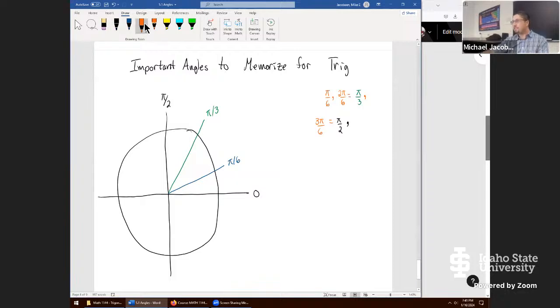Okay, so we were at 3 pi/6. Next one is going to be at 4 pi/6. And it reduces to one of the pi/2s. This one's going to be 2 pi over 3 after reduction. 2 pi/3 goes right about here.